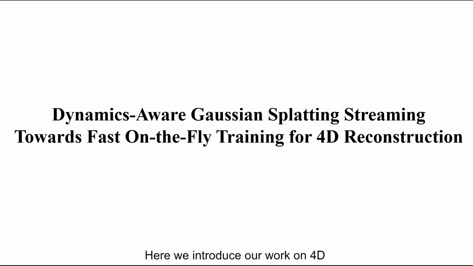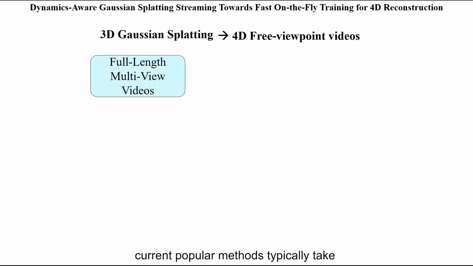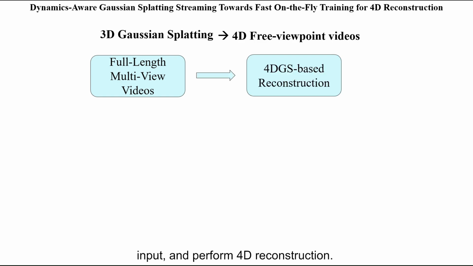Here we introduce our work on 4D reconstruction and streaming based on 3D Gaussian splatting, which is titled Dynamics-Aware Gaussian Splatting Streaming Towards Fast On-the-Fly Training for 4D Reconstruction. The development of 3D Gaussian splatting has inspired works in the area of 4D dynamic spatial reconstruction, or free viewpoint video construction. However, current popular methods typically take the full-length multi-view videos as input and perform 4D reconstruction. This line of work relies on non-causal full-length videos, therefore fails to deal with on-the-fly training and per-frame streaming, and cannot support applications like live streaming and online gaming.